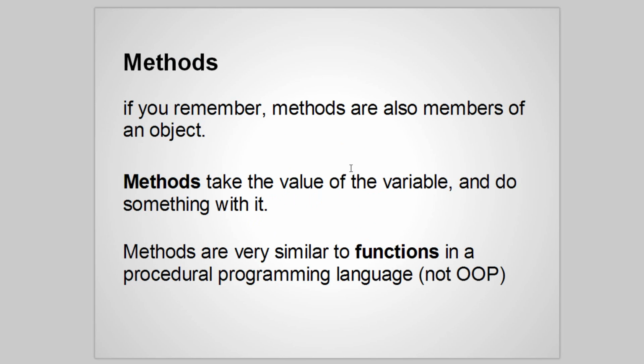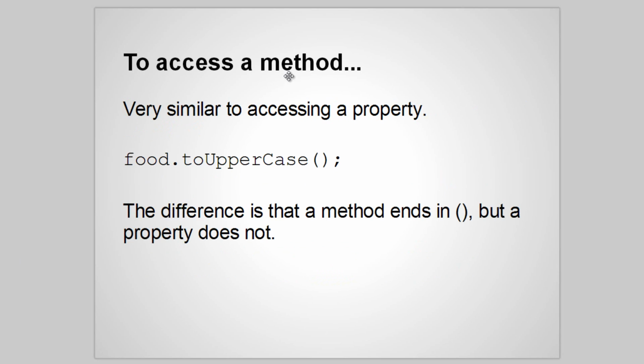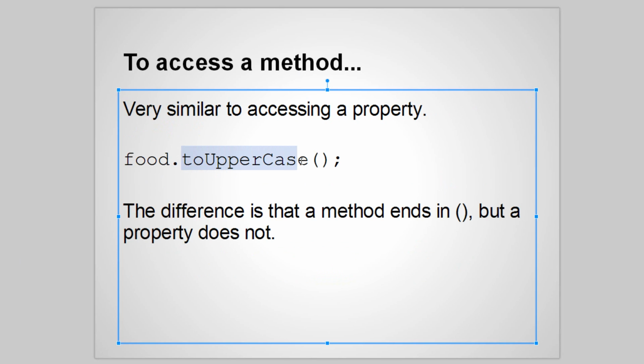So methods take the value of the variable and do something with it. Once again, methods are very similar to functions in a procedural programming language, but that's not an object-oriented programming language, and we won't be getting into that in this video. Alright, so to access a method, it's very similar. You put a period, and then the method name with 2 parentheses, opening and closing. So it's very similar to accessing a property. The only difference is it ends with this right here.